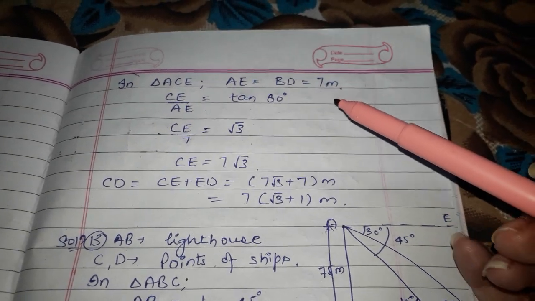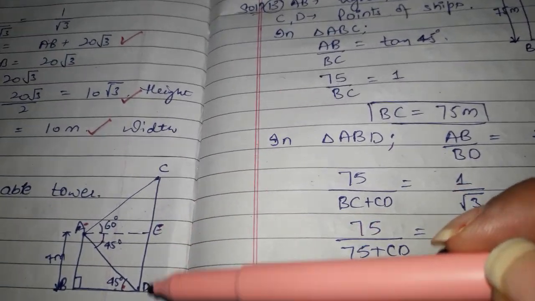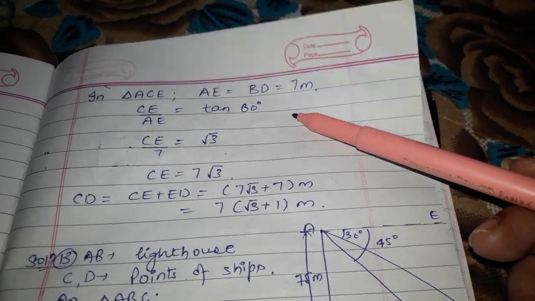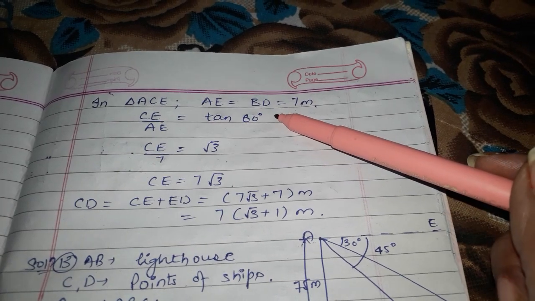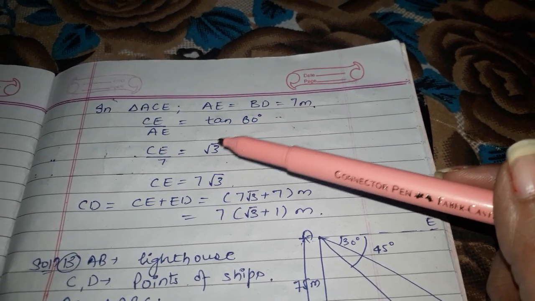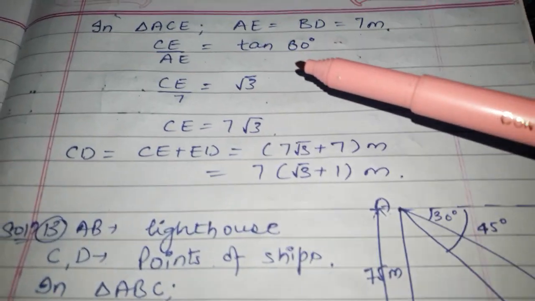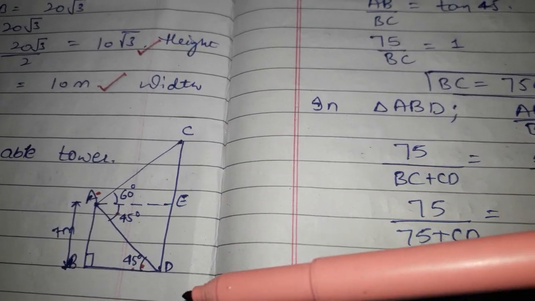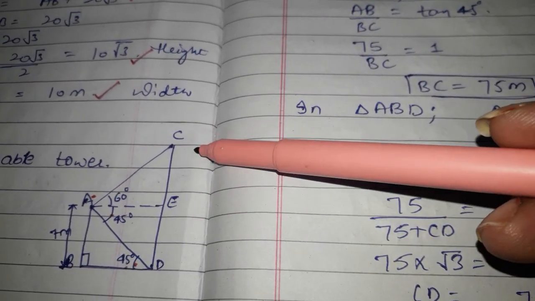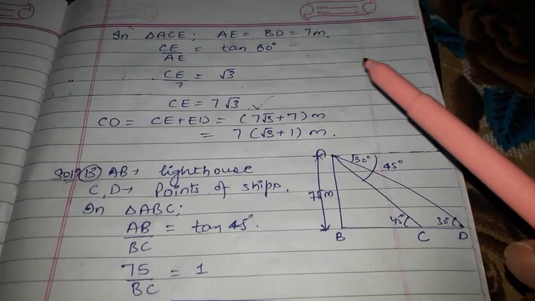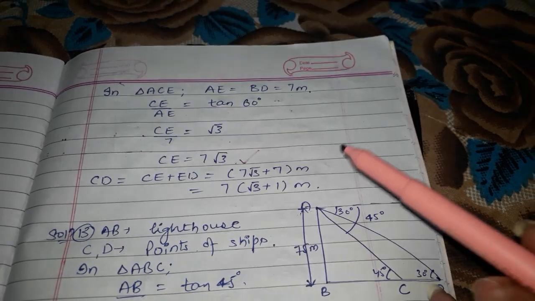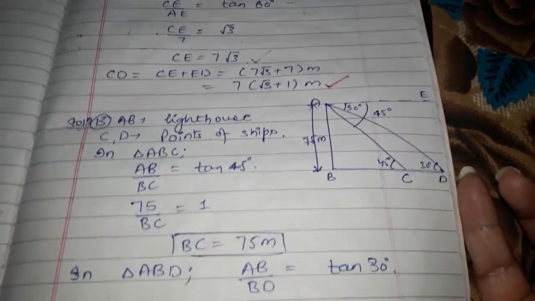Since AE is equal to BD, AE will be 7 meter. On applying the formula, we get CE upon AE is equal to tan 60 degree. The value of AE is 7 and tan 60 degree is root 3, so CE is 7 root 3. To find the whole length CD, we have to add CE and ED. CE is 7 root 3, ED was 7, so it will become 7 root 3 plus 1.